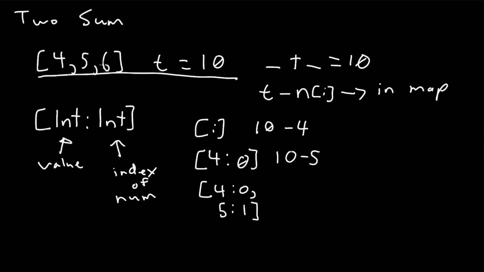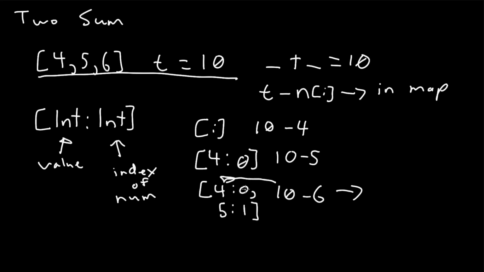Now when we get to the 6, we're going to do the target, which is 10. We're going to say, is the target of 10 minus the current number, which is 6, in the map? Well, of course, this is 4, and we can see right here, ding, ding, ding, we have it. So we're going to return the indices that will make up our solution.